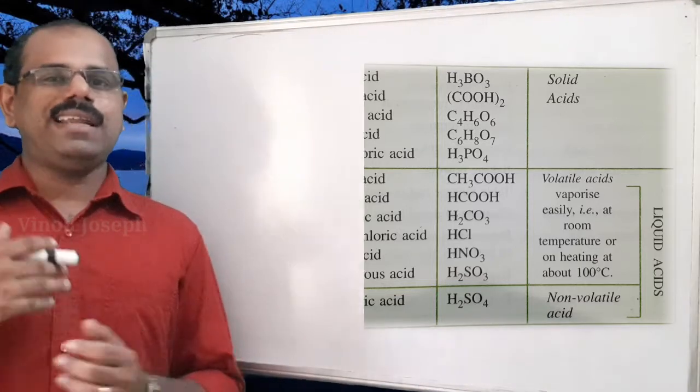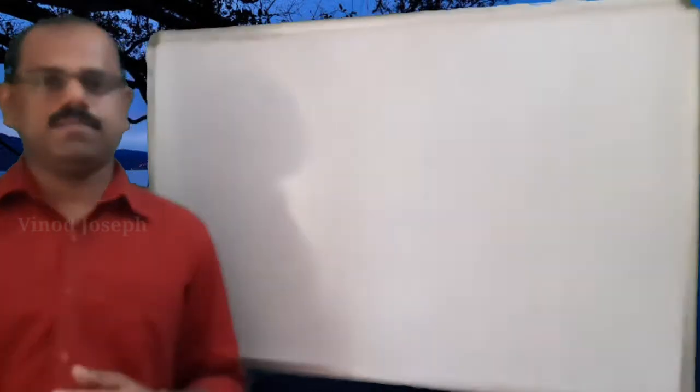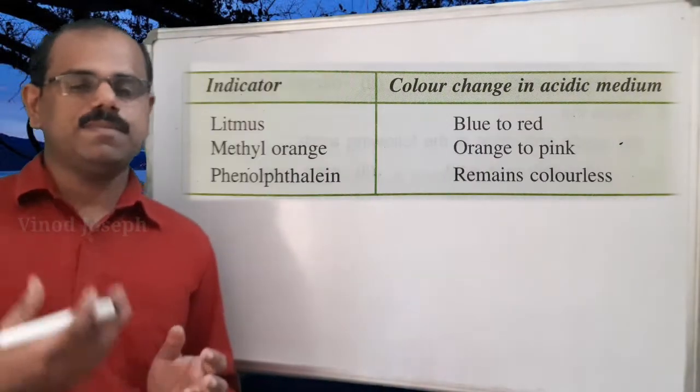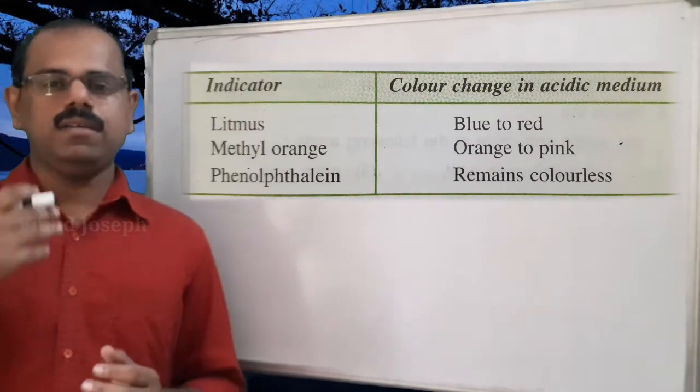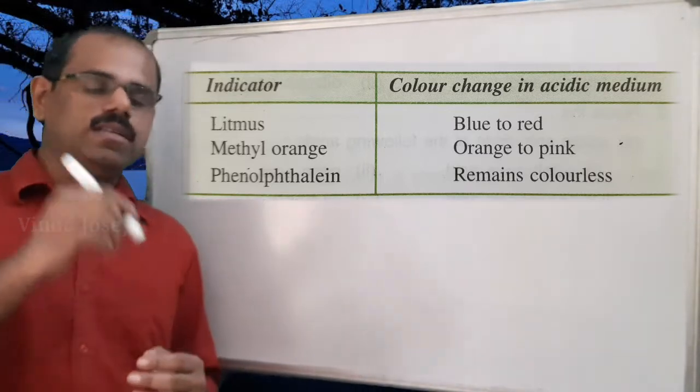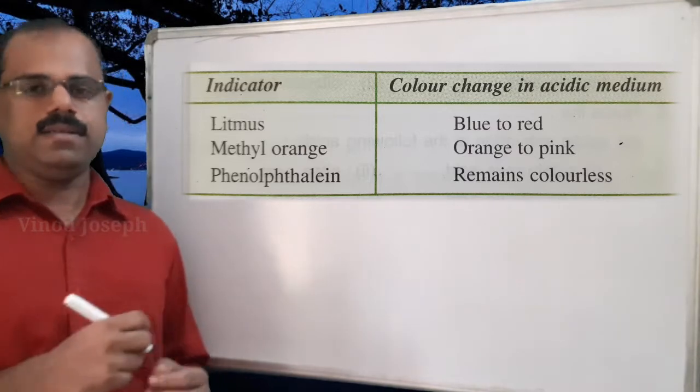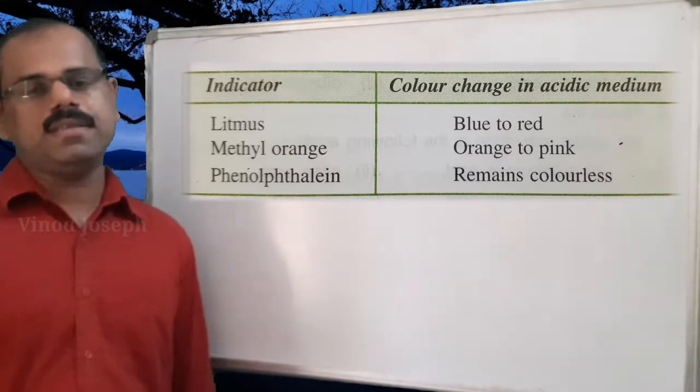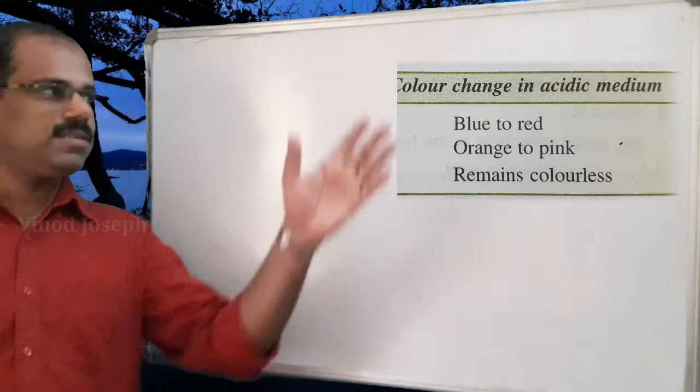Also, let us see the color changes they bring on an indicator. It changes blue litmus paper to red. In the same way, it changes the color of methyl orange to pink. And if we add phenolphthalein solution to the acid, it remains colorless in the acid. Let us see this chart.